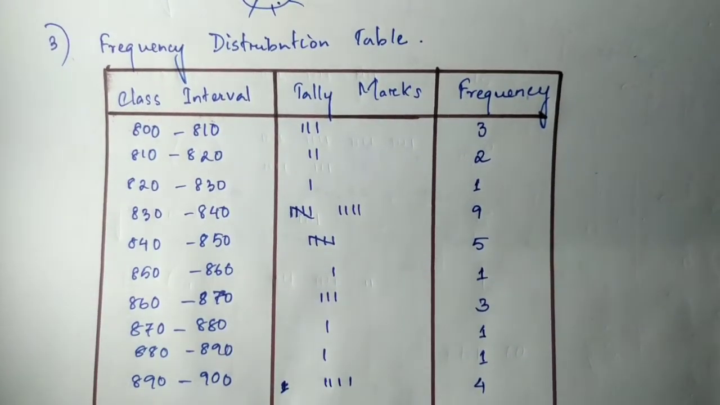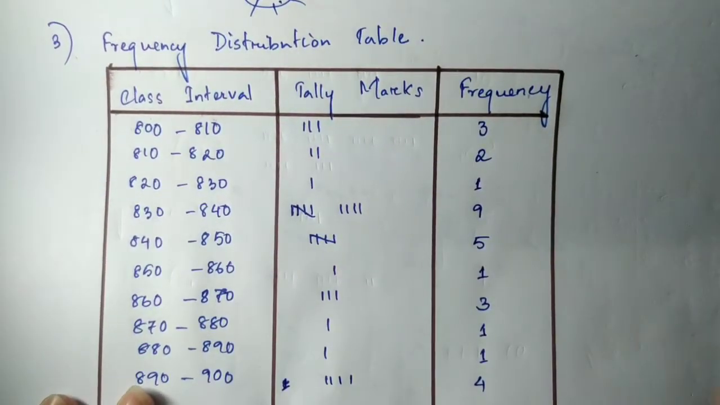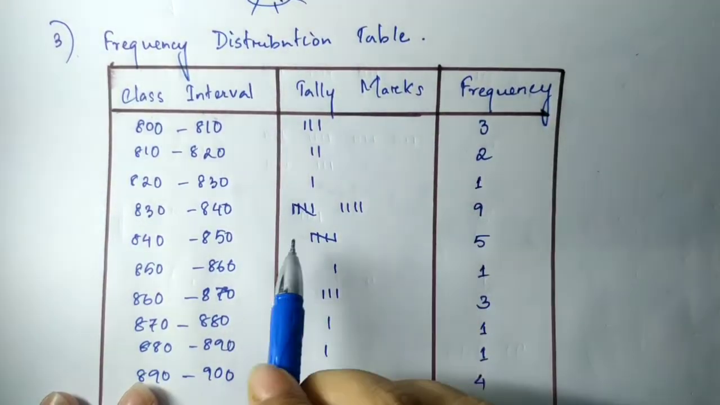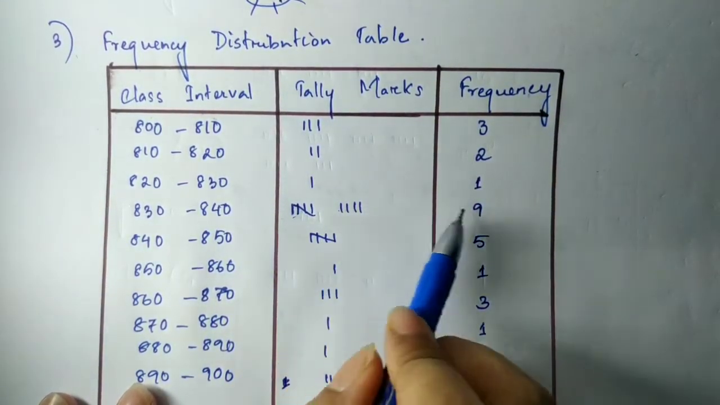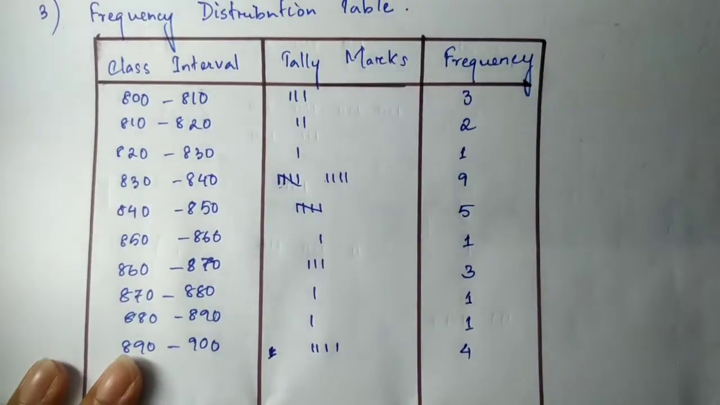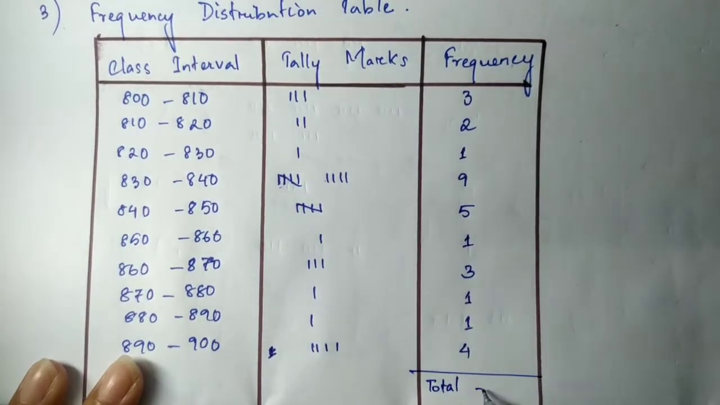So we have found out the frequencies and written them down. This represents 3, this is 2, this is 1. Here you can see 5, 6, 7, 8, 9, and so on. Now, how do we make sure that our tally marks are correct? You find out the total of the frequencies. When you add it up, you will get 30.